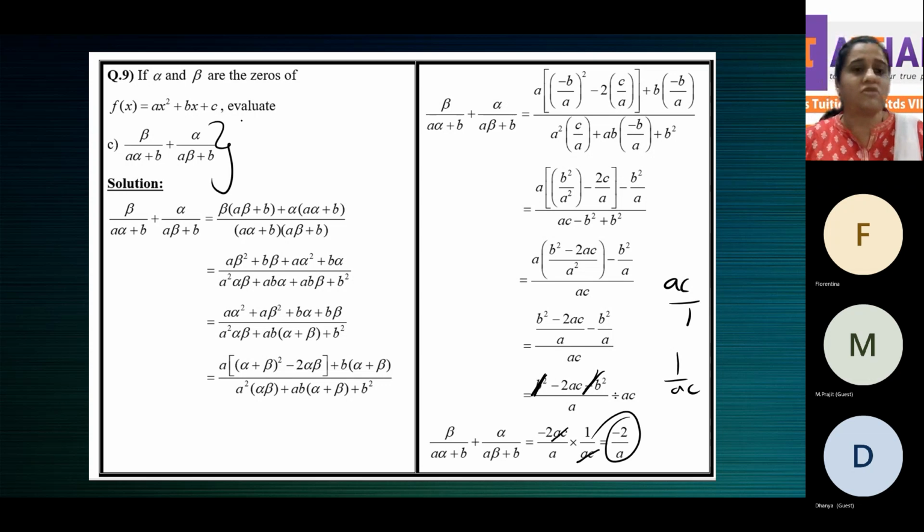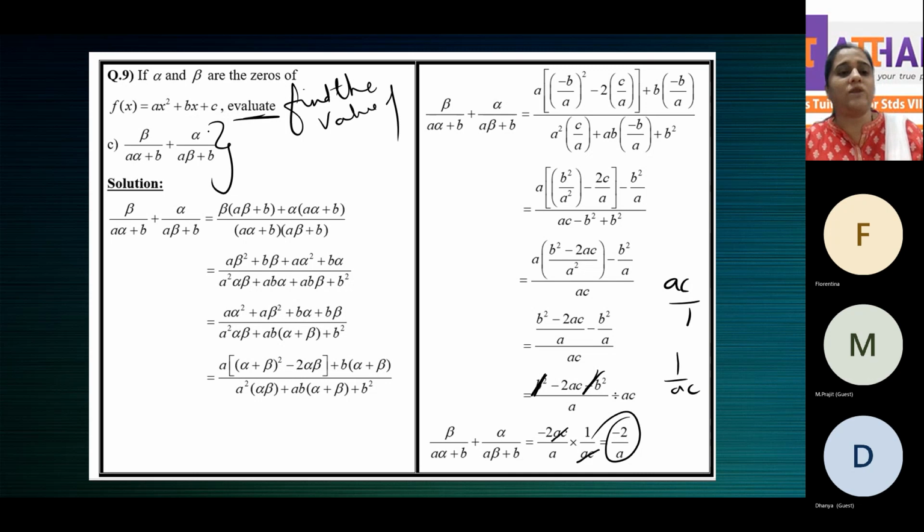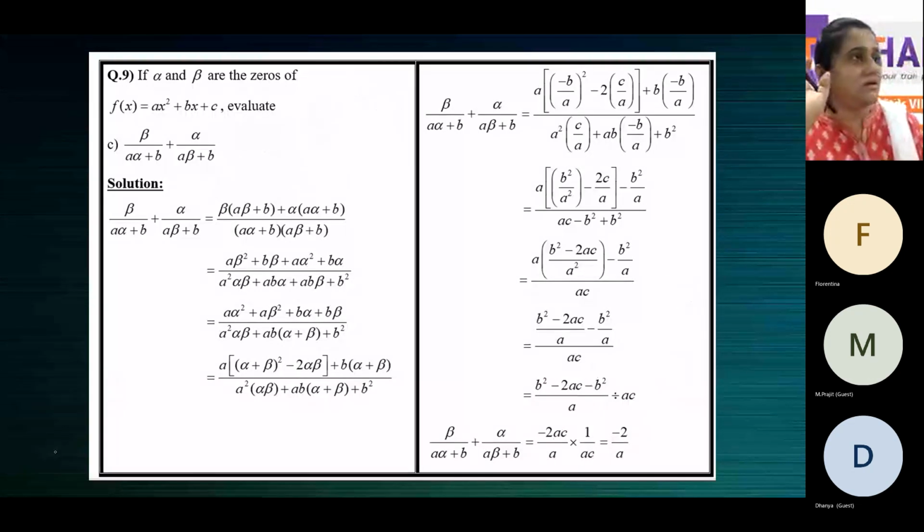Evaluate means find the value of. So the value of this expression is minus 2 by A. Again, I'm repeating, you don't have to replace A, B, and C. A, B, C will remain A, B, C. Only alpha and beta you'll have to replace, with minus B by A and C by A. And to do that, in this case, we had alpha square plus beta square.